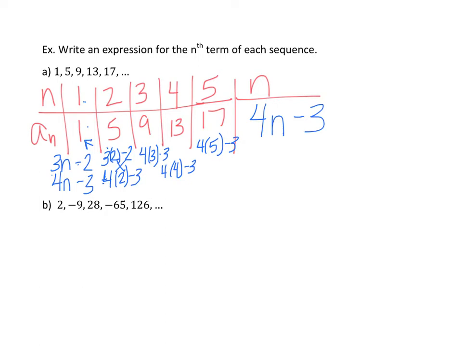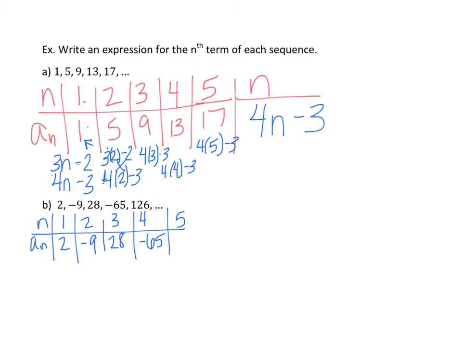Okay, try the same thing on this one. Let's start with our table with our n's and our a sub n's. First term is 2, second term negative 9, third term 28, fourth term negative 65, fifth term 126.